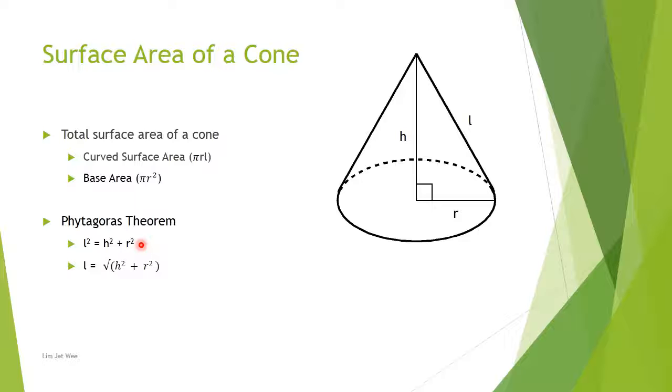Now if I solve this, of course if I want to get rid of the square in the L, I will square root this portion, which is the right portion of the equation. And once I have this answer, which is L, I can take this L answer and place it into my curved surface area formula.